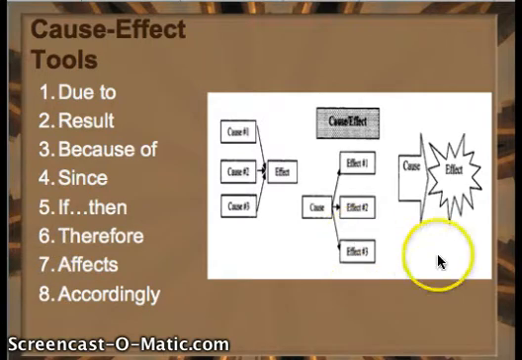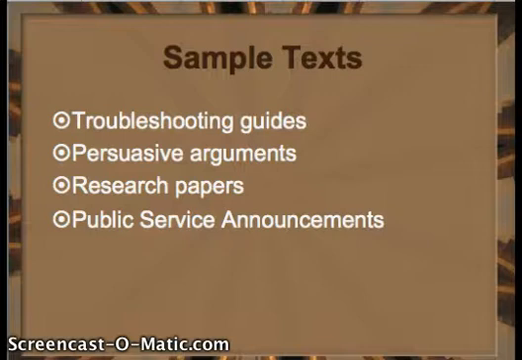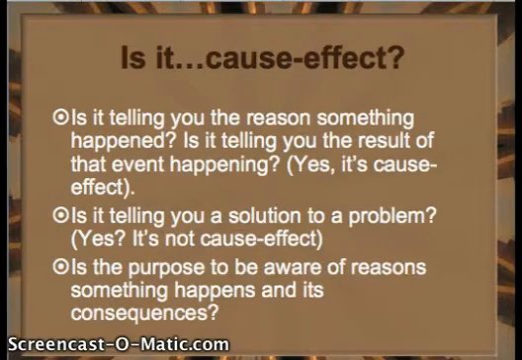You could use things like a T-chart where you're putting the causes on one side and the effects on the other, or you could do some type of web where you're branching off, maybe listing the causes and how it leads to the effect, or how a cause has many effects. In the real world, you're going to see cause and effect in troubleshooting guides, persuasive arguments, informational research papers, public service announcements.